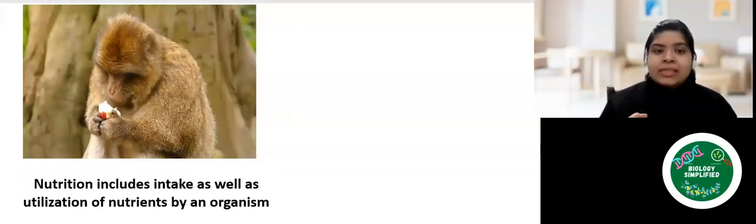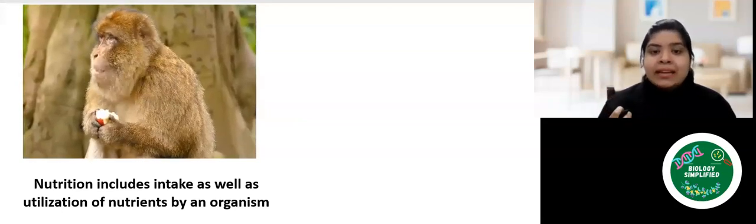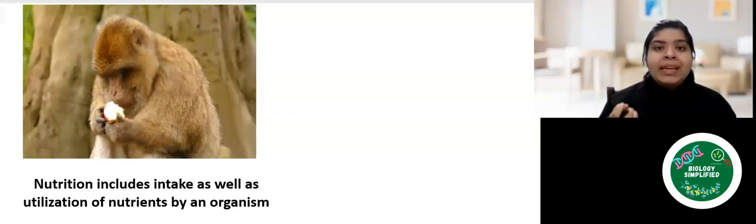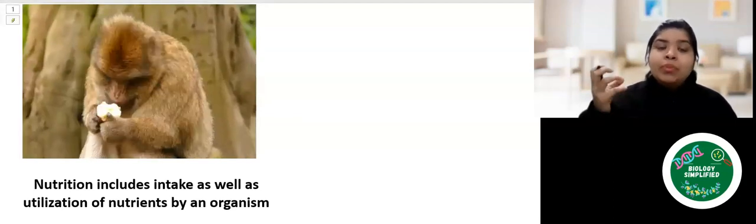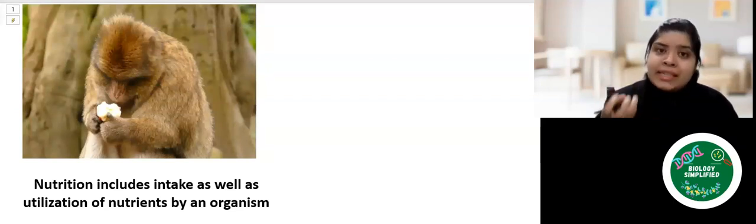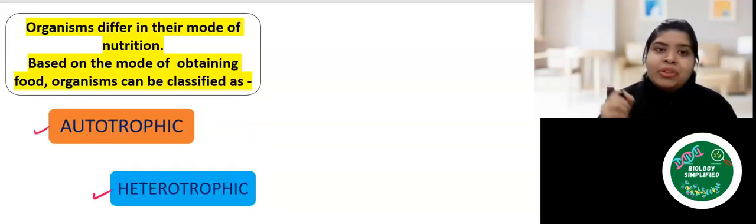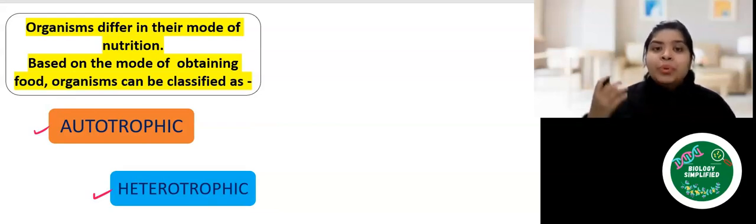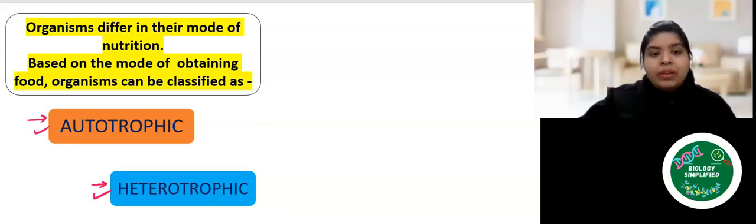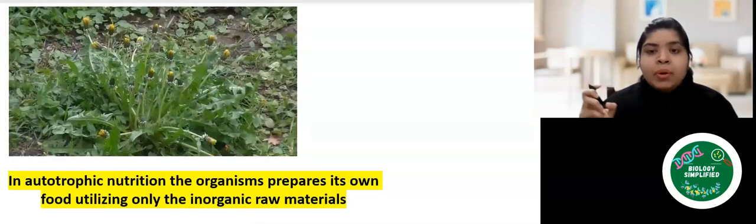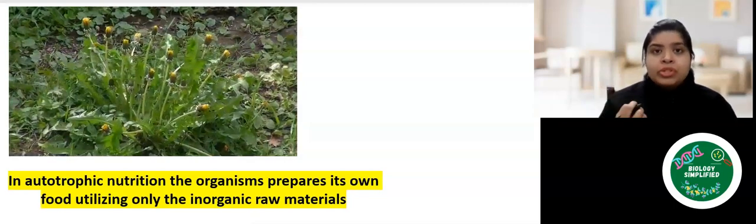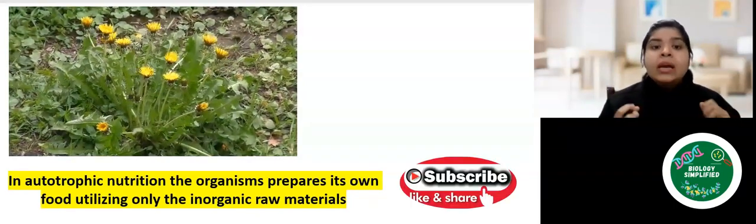So, nutrition is the process by which an organism takes inside the food and utilizes the food to obtain energy. Nutrition therefore includes both the intake of the food as well as utilization of the nutrients to obtain energy. Organisms differ in their mode of nutrition. Therefore, based on the mode by which organisms obtain their nutrition, they can be classified as autotrophic organisms and heterotrophic organisms.